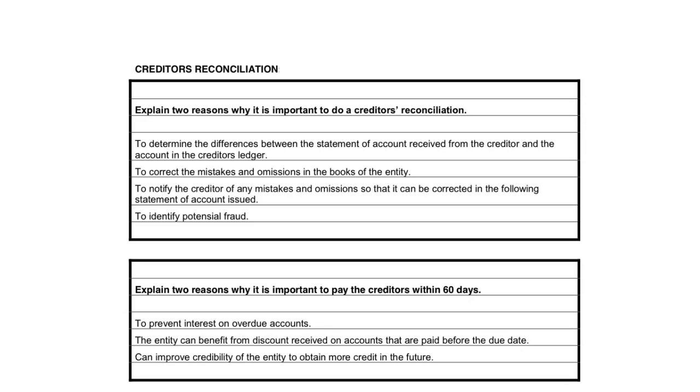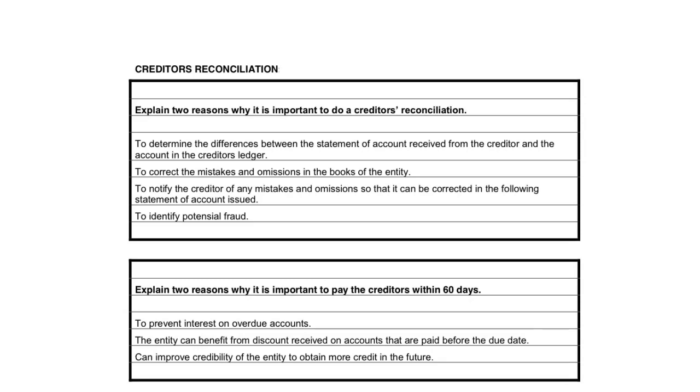The entity can benefit from discount received on account if you pay before the due date. So you can sign an agreement with your creditor that you will pay within 60 days. If you take longer than 60 days, they will charge you interest. If you pay sooner, so you take less than 60 days to pay, they will give you discount. That means that because you pay earlier, you can obtain discount that will reduce your expenses. In the future, this can have a very big effect on your business.